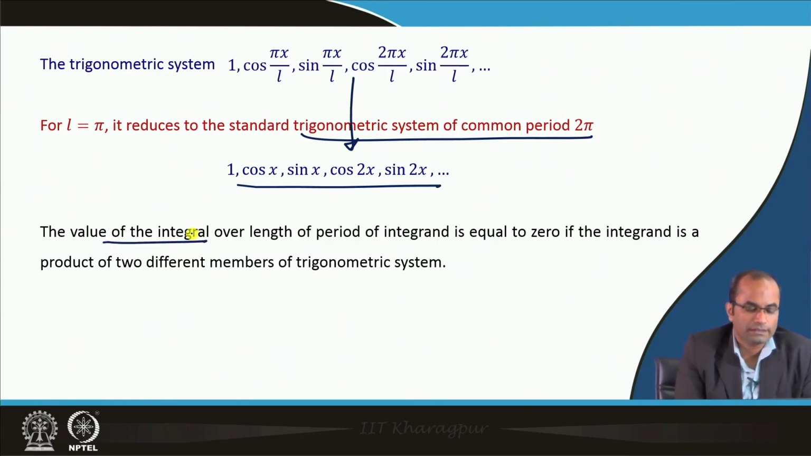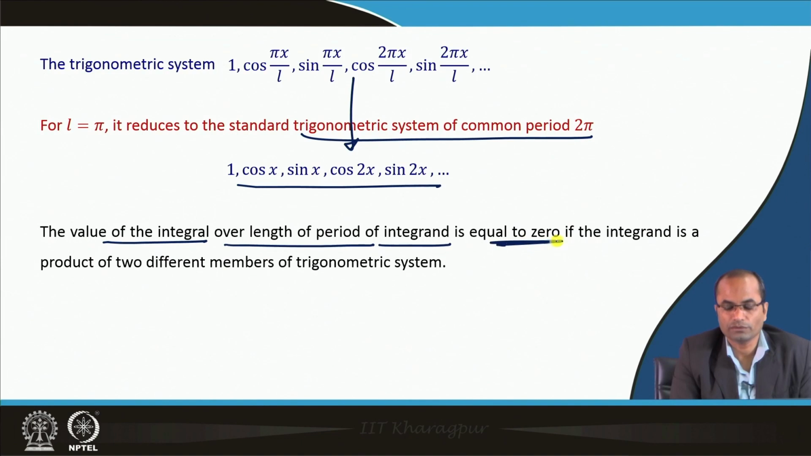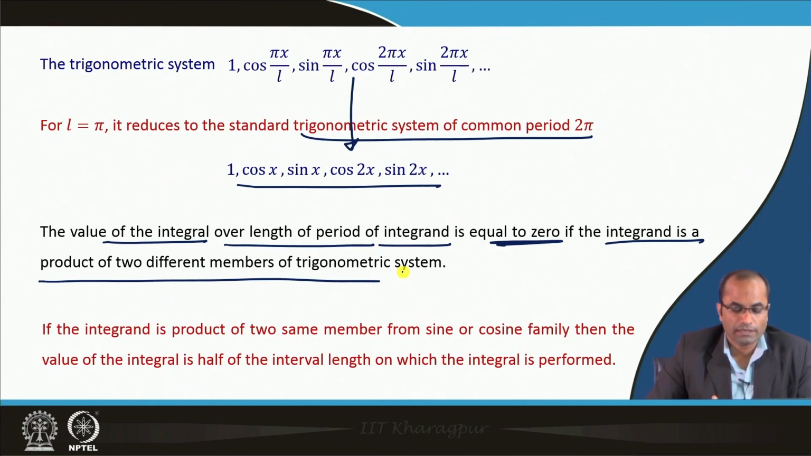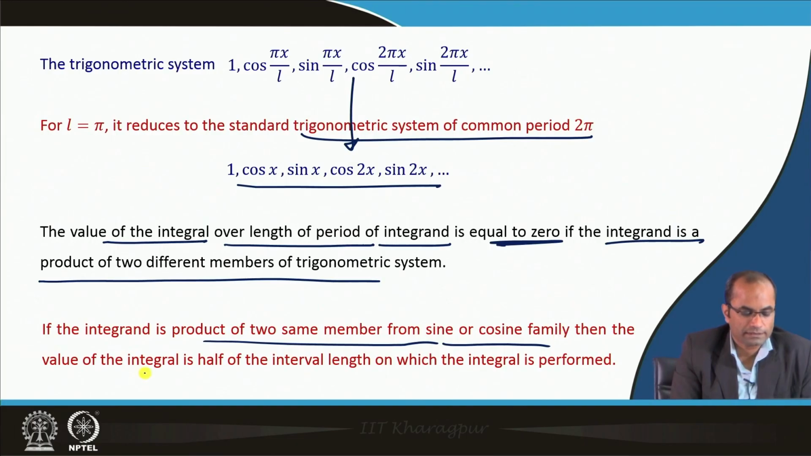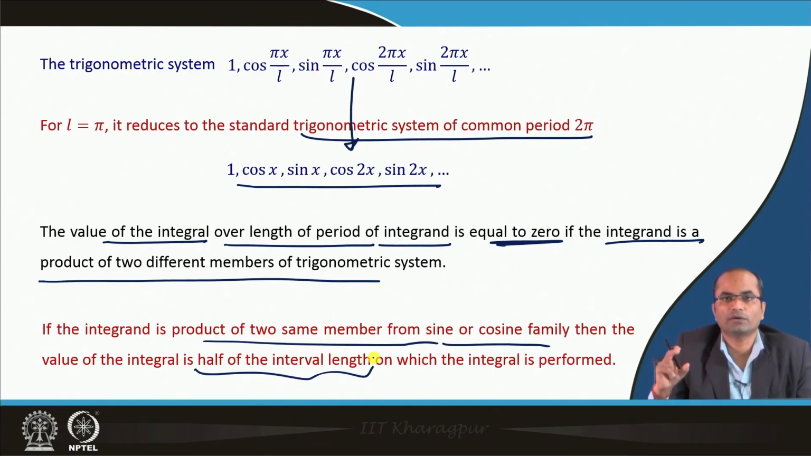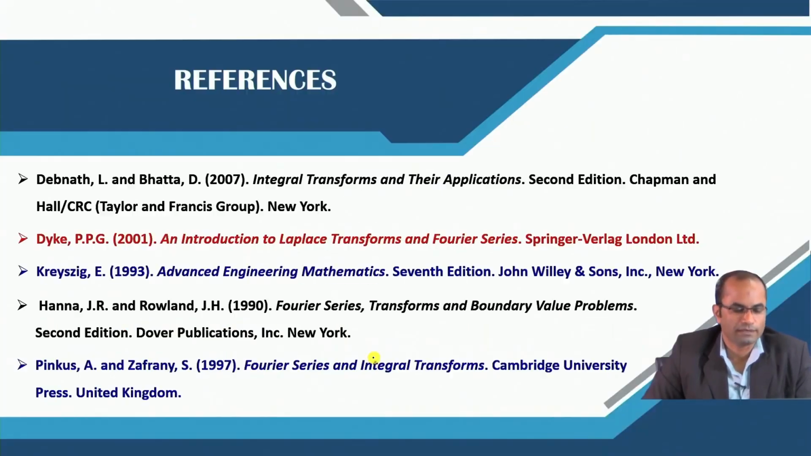The earlier result which we have just discussed: the integral over the length of the period of the integrand is equal to 0 if the integrand is a product of two different members of the trigonometric system. If the product is from the same member of the sine or cosine family, such as sin x or sin 2 x, then the value is half of the interval length. So, if we are talking about minus L to L, the value will be L, or if we are talking about minus pi to pi, the value will be pi. This is what we have seen.